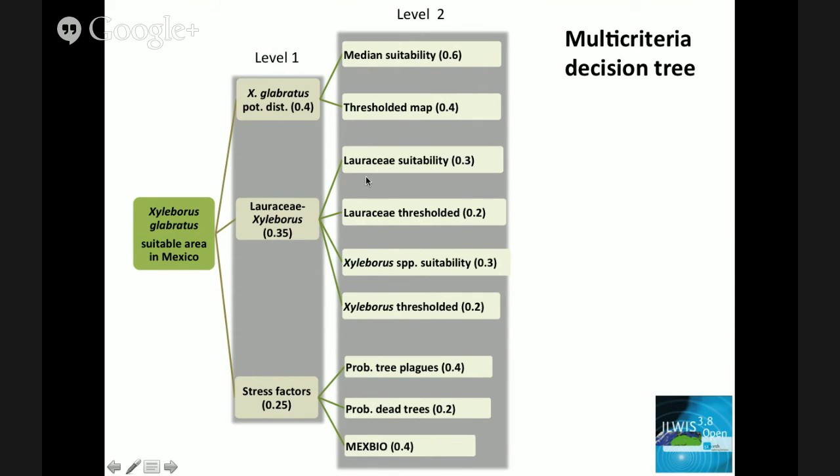For the distribution of Lauraceae and other Xyloborus species, we have the same idea. We have where is the suitable condition for all Lauraceae species together, and the thresholded map for this niche model, and the same for where are the suitable conditions for all Xyloborus species in Mexico, and the thresholded map. Finally, we have three other factors that we thought may be important to include to have a better prediction on where this beetle could be more dangerous. And this is what we mentioned before, stress in forest ecosystems: the probability of finding plagues on trees, the probability of finding dead trees, and a variable that corresponds here in MexBio, fragmentation and infrastructure. So, where are those ecosystems that are not necessarily under stress, but maybe more related to stress factors.